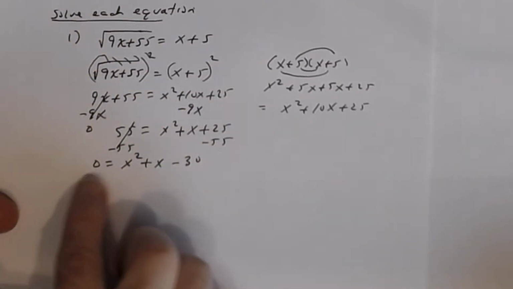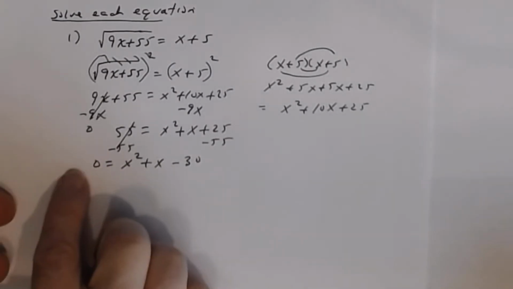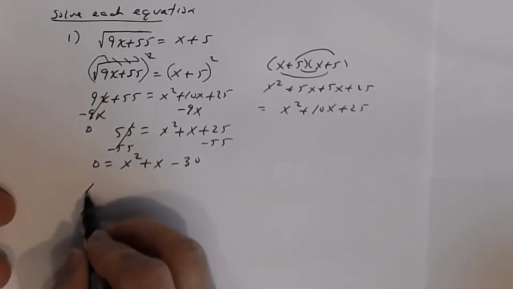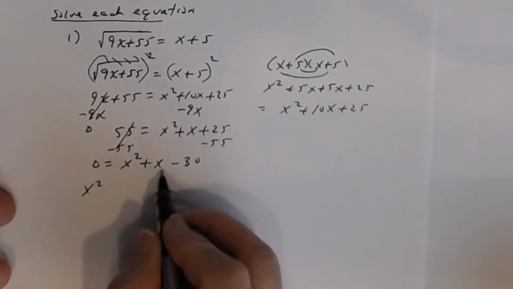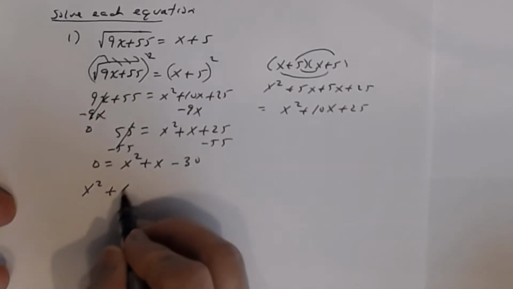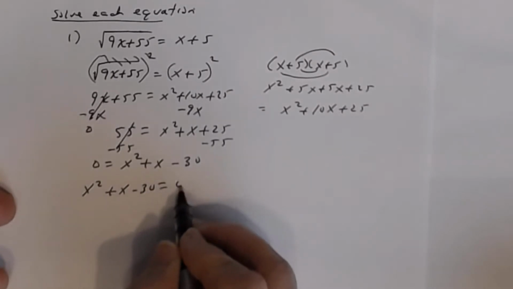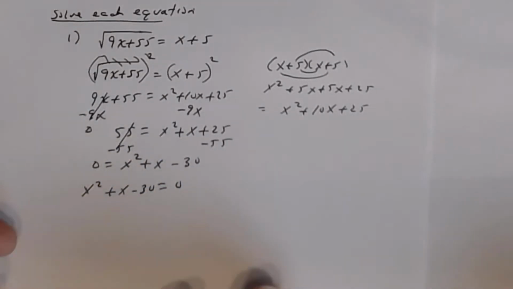Now I'm going to go ahead and transpose this because many students prefer to have 0 on the right-hand side. So 0 equals x squared plus x minus 30 is the same as x squared plus x minus 30 equals 0. You just transpose the sides. Okay, and then you factor.